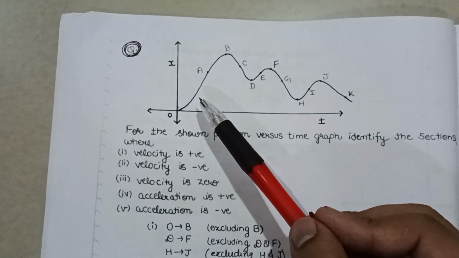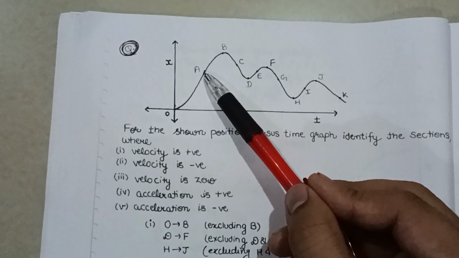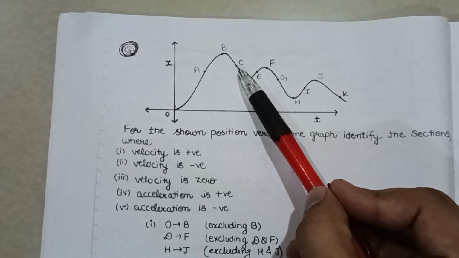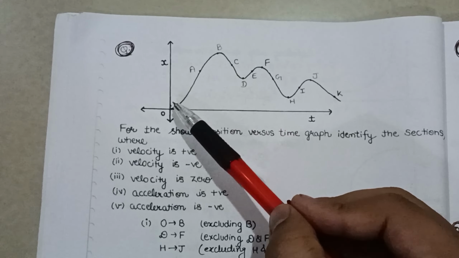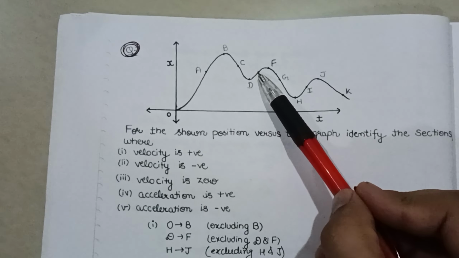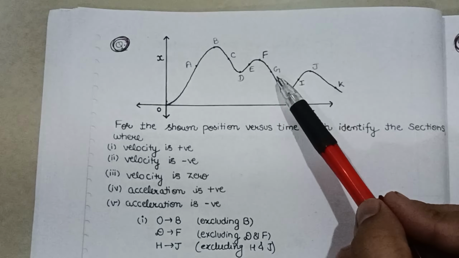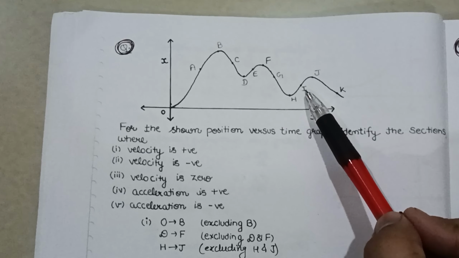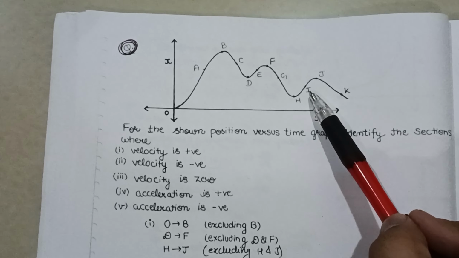Find the points where the acceleration is positive. From A to C, the acceleration is positive. From O to A, the acceleration is positive. From C to E, the acceleration is positive. And from G to I, the acceleration is positive.